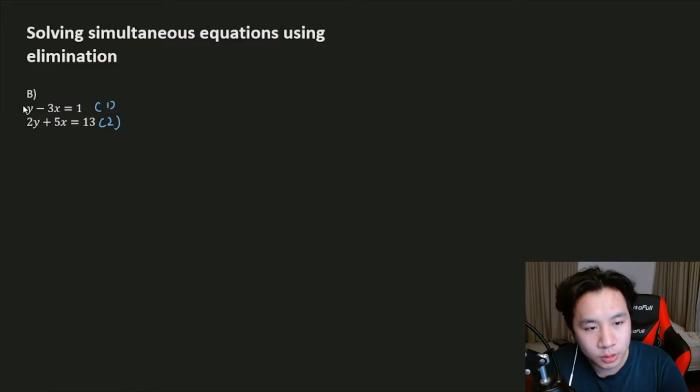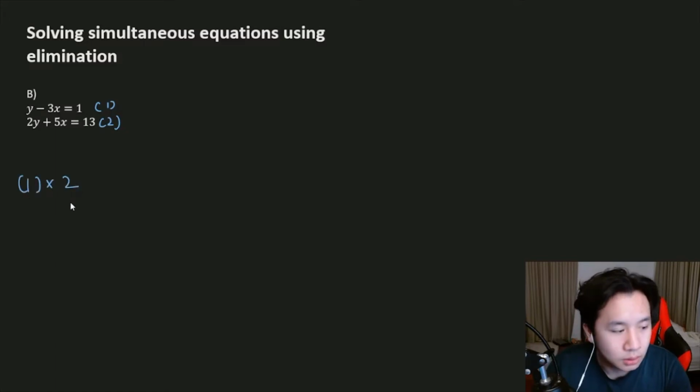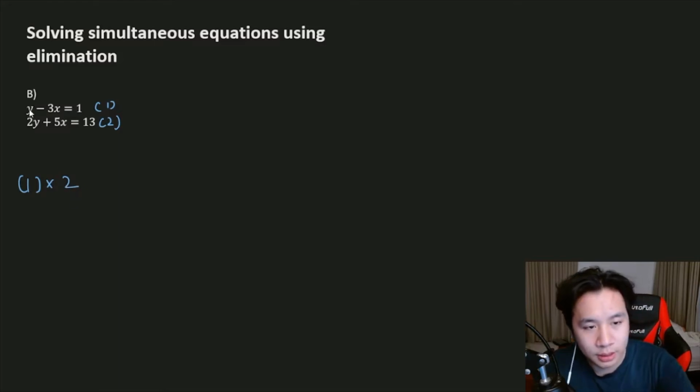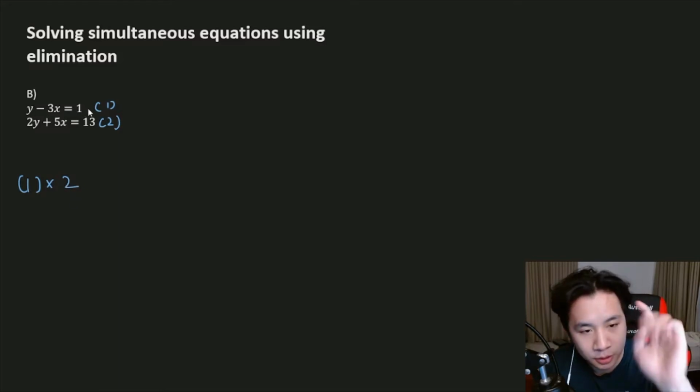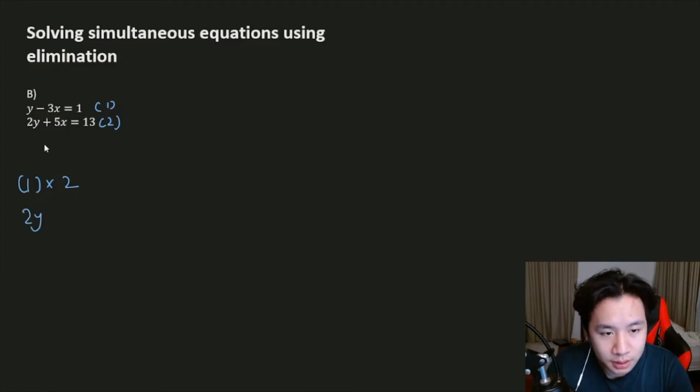So this y, I'm going to try to force this to cancel out with this 2y. And to do that, I'm going to be multiplying 1 by 2. So what's that going to look like? I multiply 2 to everything in this equation. So we have 2y, because 2 times y is 2y. 2 times this is minus 6x. And 2 times 1 is just 2. And so I have this third equation here.